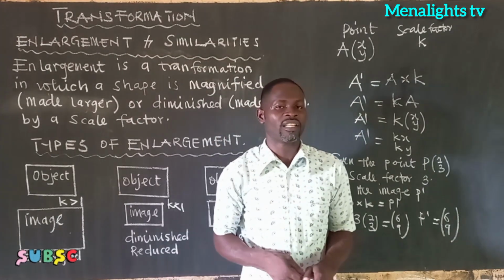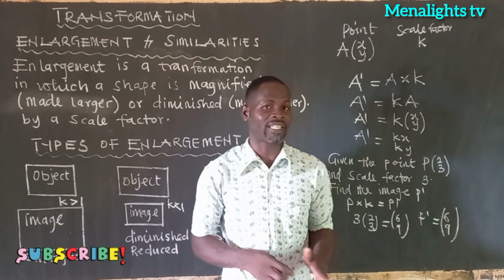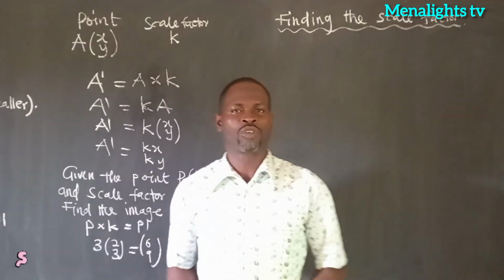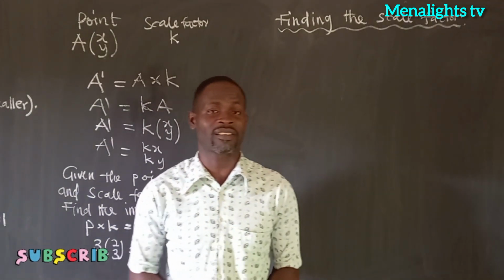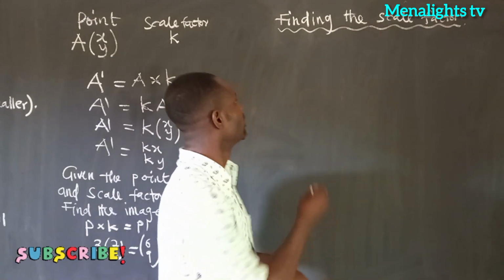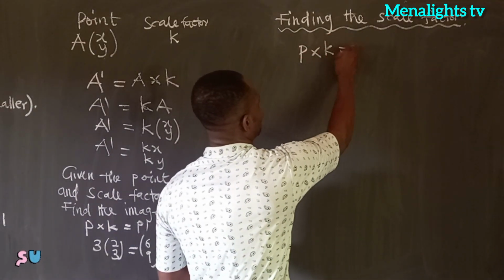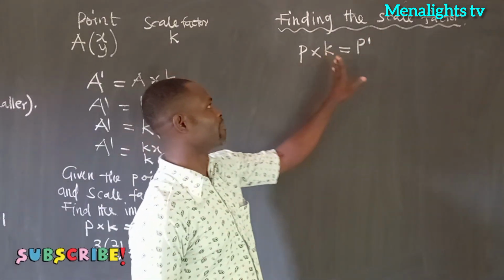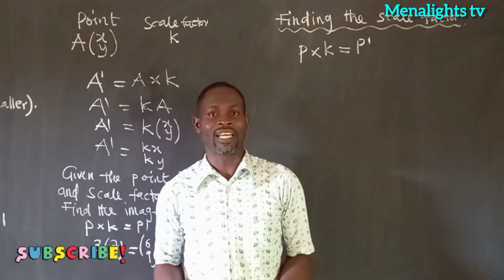Now we are going to look at how to find the scale factor. We are given the image and the object. How do we find the scale factor? We know from the previous lesson that the point times the scale factor is equal to the image point, or the object times the scale factor is equal to the image.